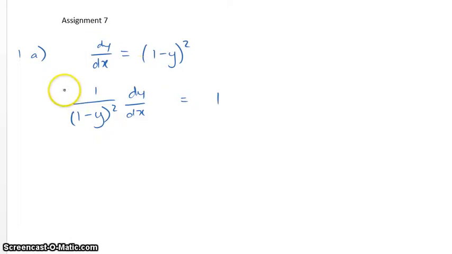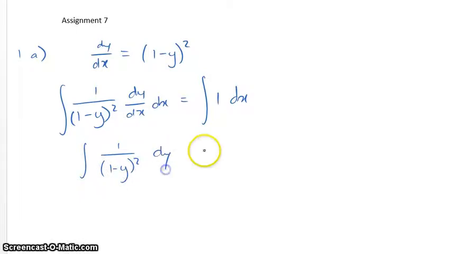And then what can we do? We can integrate both sides of that equation. So integrating the dy dx, these two, they don't cancel, but it's the same as integrating dy. So this is the same as the integral of 1 over 1 minus y squared dy is equal to the integral of 1 dx. So integrating this, we find that the solution will be 1 over 1 minus y.